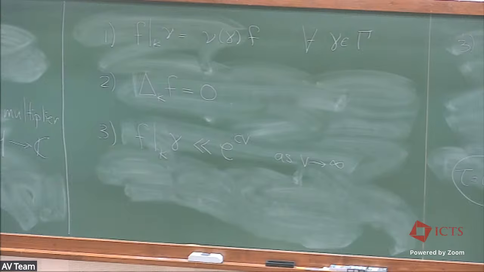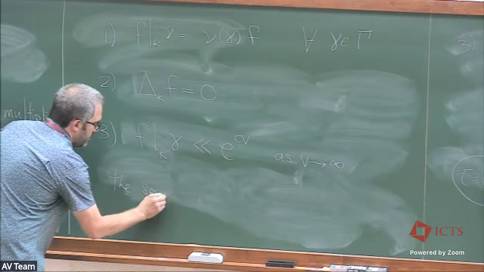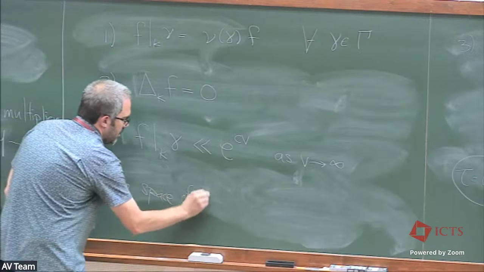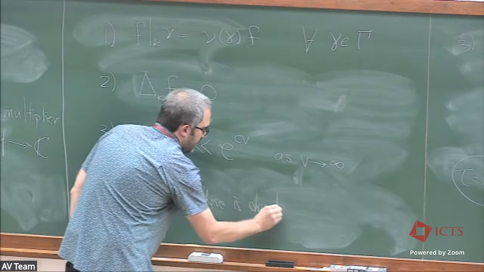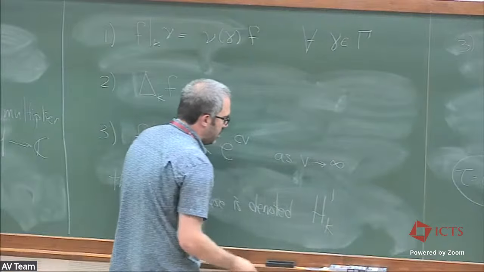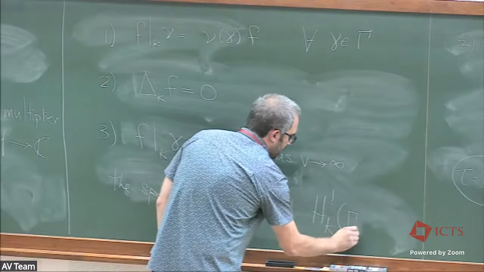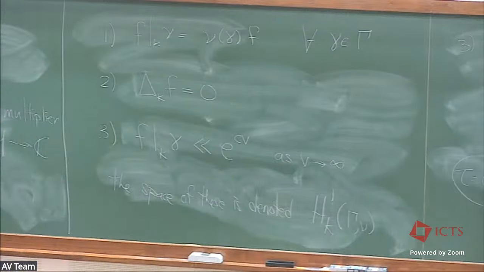And we'll say the vector space of these is denoted, we'll call it H_k shriek. And we'll have some distinguished subspaces of this as well. Okay, so this is a good place to pause for questions if there are any.